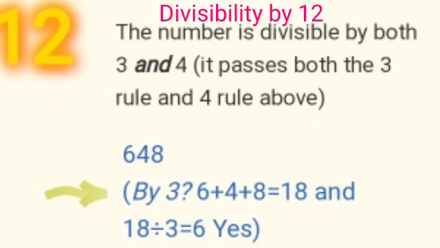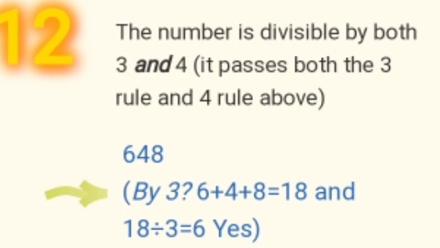If we take the example of 648, first we have to test whether the number is divisible by 3 or not. In order to test that, we add the digits: 6 plus 4 plus 8 is equal to 18. This 18 is divisible by 3. And we can repeat: if we add the two digits 1 and 8, 1 plus 8 is 9, and 9 is divisible by 3. So the number is divisible by 3. Also, directly dividing 18 by 3 gives 6, a whole number. So the number 648 is divisible by 3.